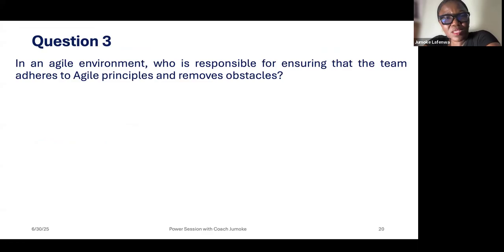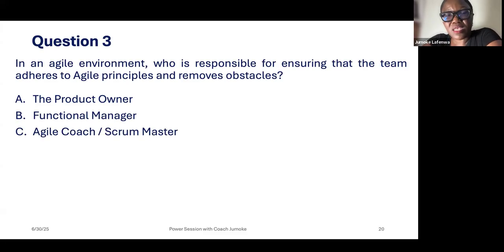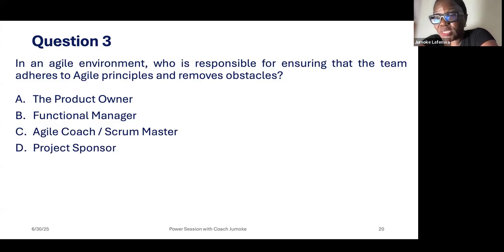Question 3. In an agile environment, who is responsible for ensuring that the team adheres to agile principles and removes obstacles? A, the product owner. B, functional manager. C, agile coach / scrum master. And D, project sponsor.